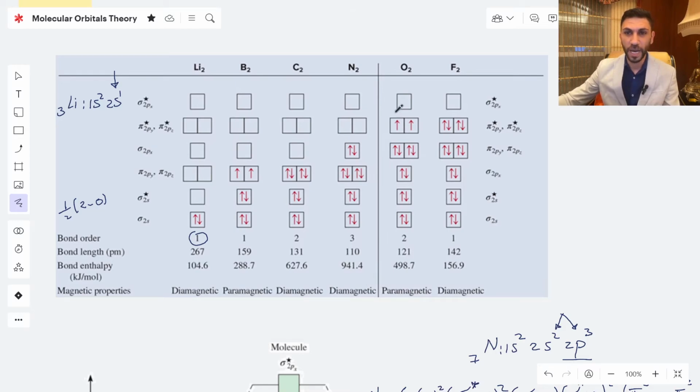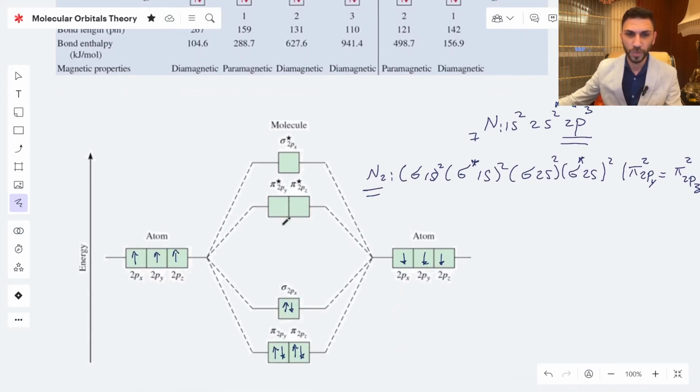All right. Now here, when we start for O2 and F2, the only difference between them is that we write sigma 2px before pi 2py and pi 2pz. Look at the difference: sigma 2px and then pi 2py, pi 2pz. Here we have pi 2py, pi 2pz, and then the sigma 2px. This is the only difference, and then we continue the same. And why are we doing this after the nitrogen?